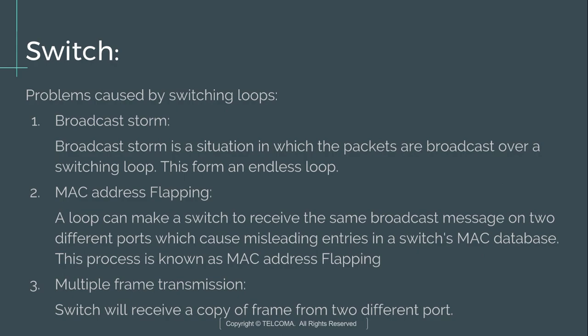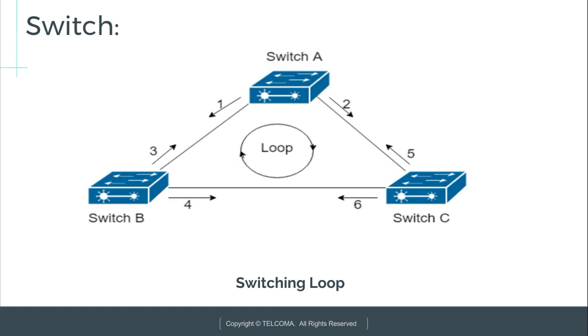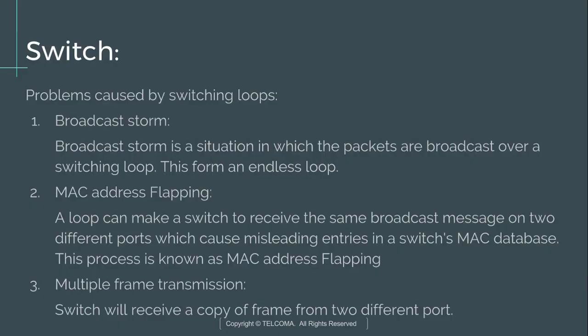The next is MAC address flapping, that's media access control address flapping. As we have seen in the example before, switch A receives 2 copies of its own message from switch B and switch C. So it receives the same message from 2 different MAC addresses. So here the MAC address flapping will occur. A loop can make a switch receive the same broadcast message on 2 different ports, which causes misleading entries in the switch's MAC database. This process is known as MAC address flapping.